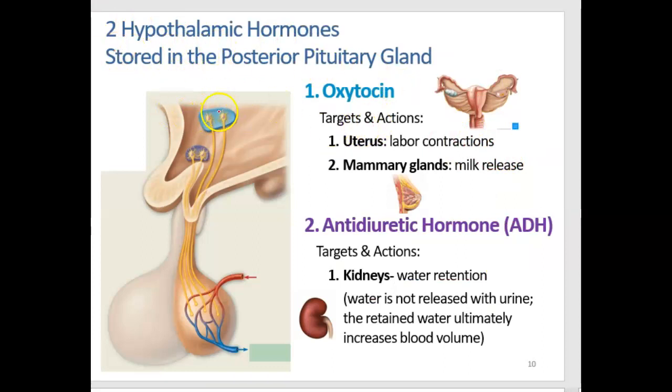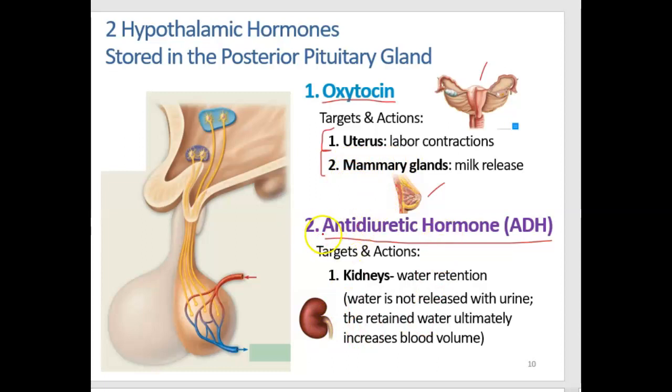First, the hormones made in the hypothalamus that end up in the posterior lobe of the pituitary are oxytocin and antidiuretic hormone. The targets of oxytocin are the uterus and the mammary glands. So this hormone is very important for delivery as well as birth, labor contractions, but also the availability of milk to the newborn baby.